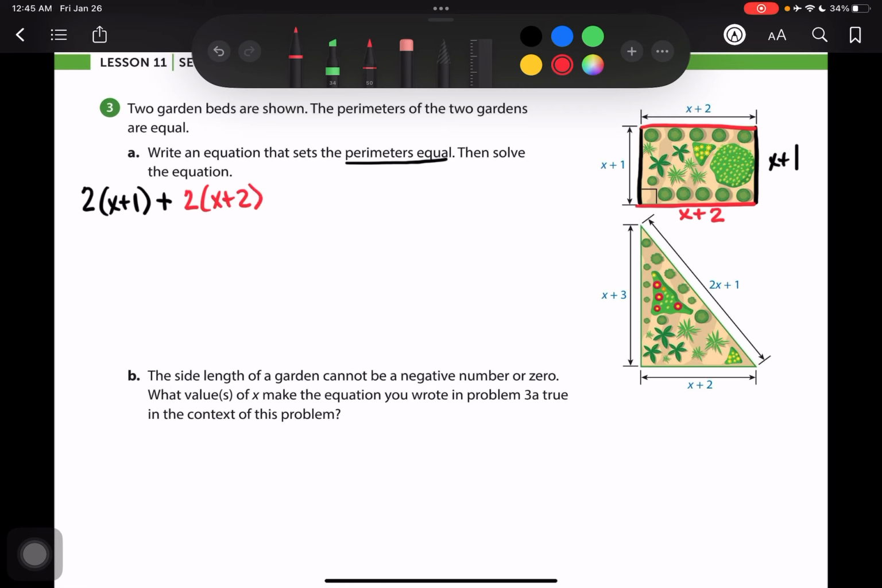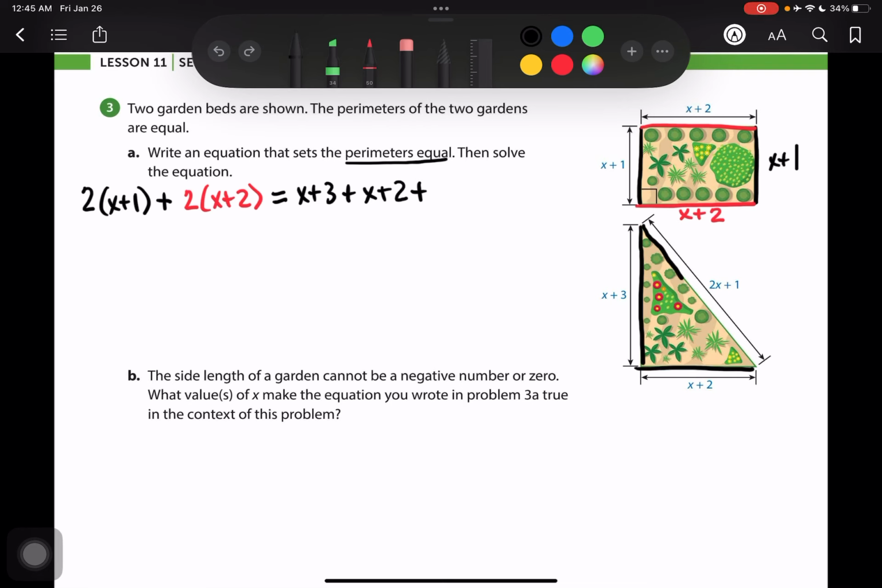So your triangle, again, has these three sides. So we have x plus 3 plus x plus 2 plus 2x plus 1. My little line is kind of janky. Try to draw it again a little better. Okay, that's 2x plus 1.